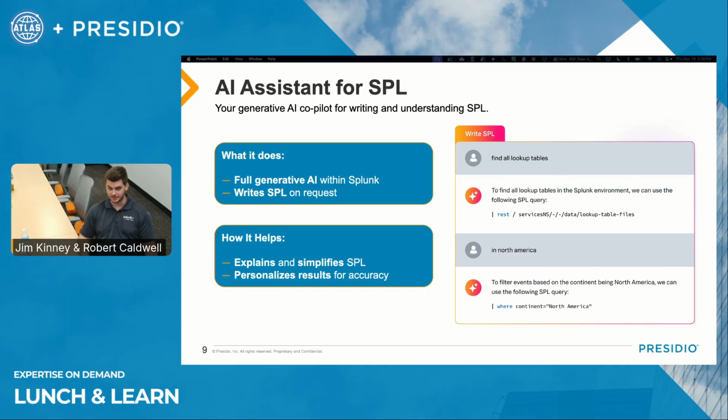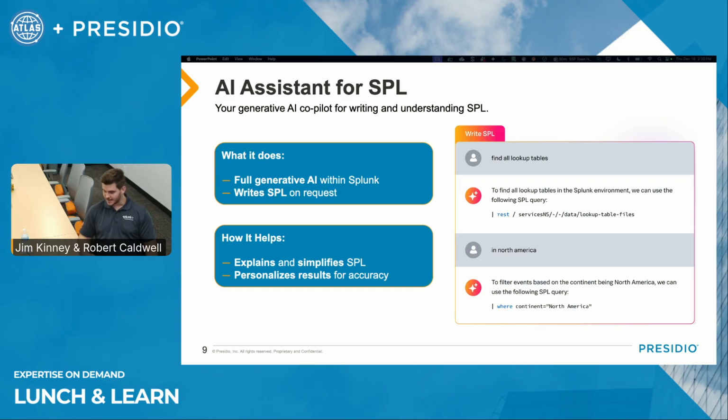This was split into three different tabs formerly, and now it's all been condensed into one, and that is writing SPL, explaining SPL, and telling me about. We'll start with writing SPL. You describe what you want in plain English, and the AI generates a full SPL search based on what you ask.